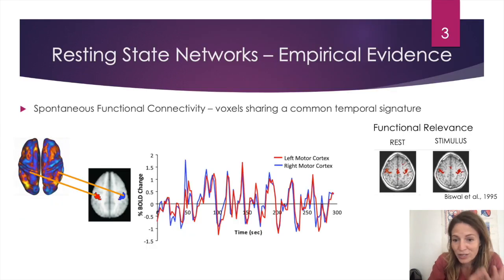So spontaneous functional connectivity, as you probably all know, is characterized by these long-distance correlations between brain areas that are typically functionally related. In other words, these consist of voxels that share a common temporal signature. So this is what underlies functional connectivity.